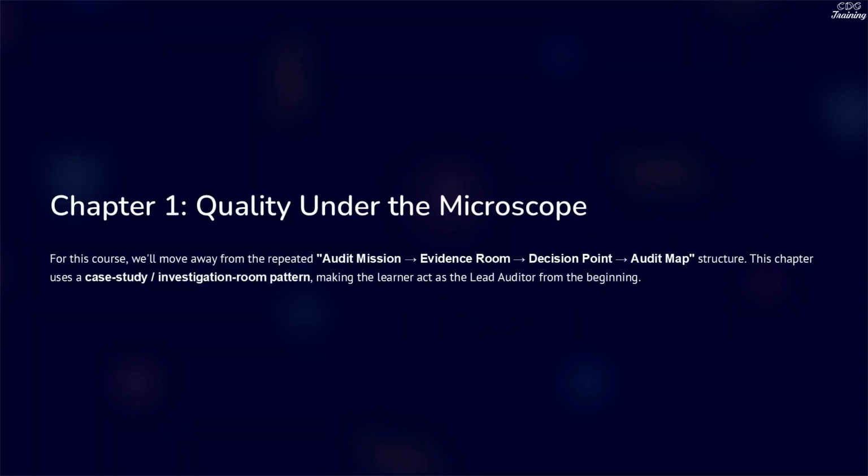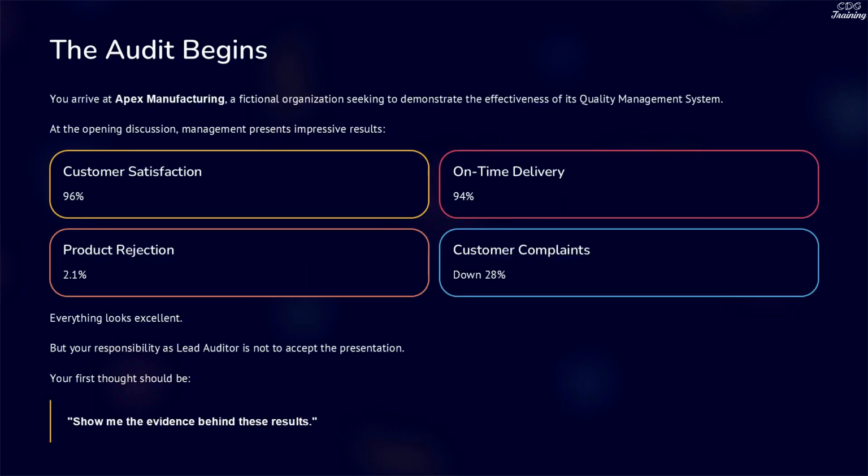Chapter 1. Quality Under the Microscope introduces a new approach to auditing. Using a case study format, you'll act as the lead auditor from the start, engaging with real-world scenarios to enhance your learning experience. As you begin your audit at Apex Manufacturing, impressive results are presented. However, your role as lead auditor is to verify these claims by asking for evidence behind the numbers.